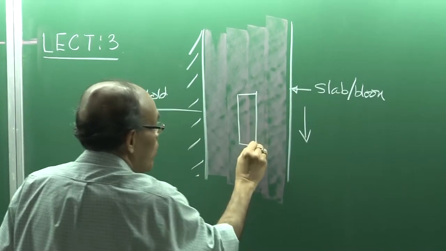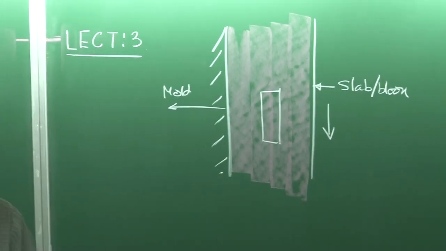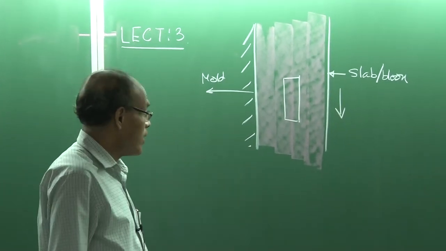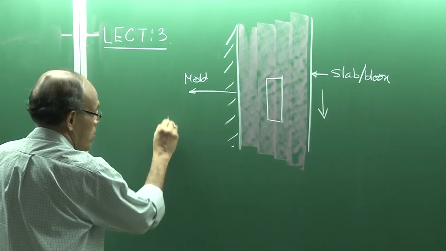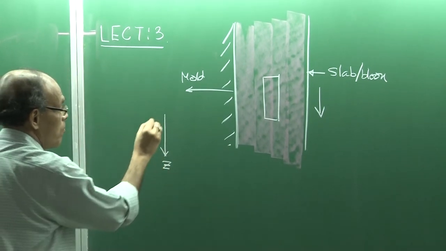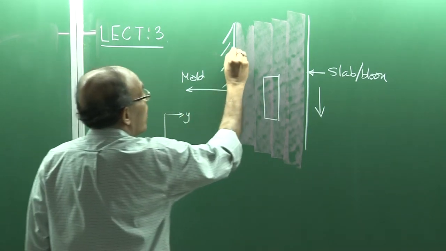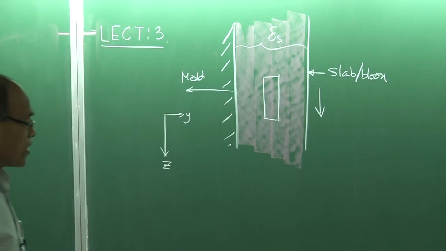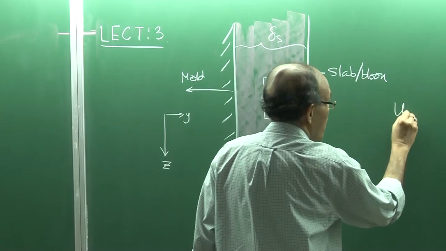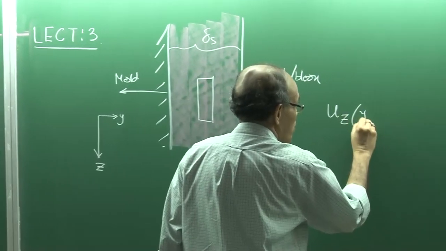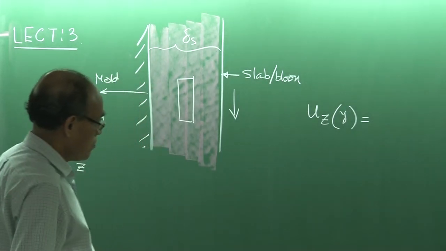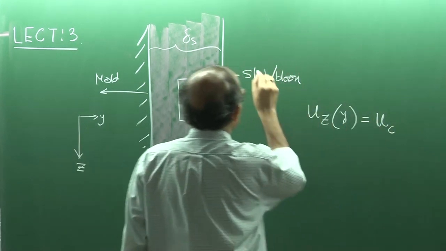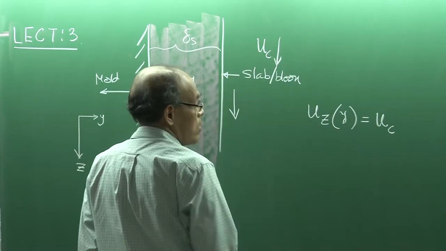I made a small volume element and did a momentum balance over it. So I introduced to you the shell momentum balance in the context of a 1D flow, in which my Z coordinate was in this direction and my Y was in this direction. I said that this is the width of the film. Through the shell momentum balance, I derived this equation for the Z component of the velocity, which is a function of Y, where UC is the casting speed, the constant casting speed.